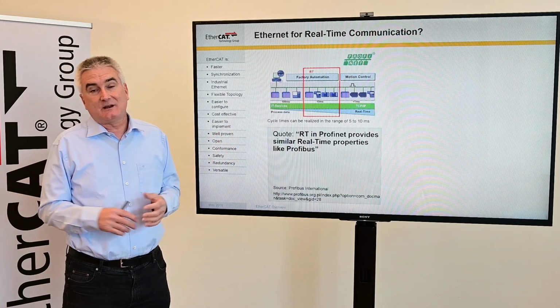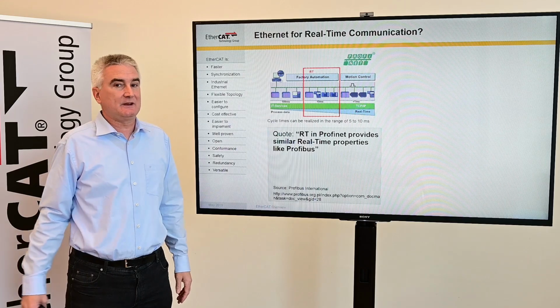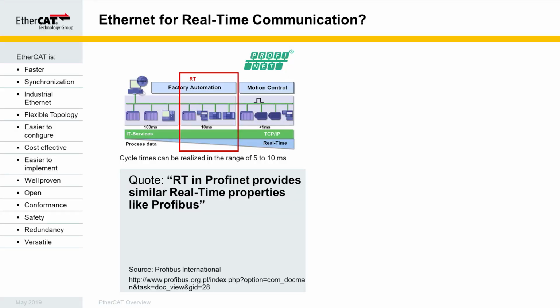Those three reasons that I mentioned are the reasons why most industrial Ethernet technologies are not really faster than the previous generation fieldbus, which they are supposed to replace. Here you see a picture I found on the Profinet website, and it says RT, and RT stands for real-time. RT in Profinet provides similar real-time properties like Profibus. Now when marketing says similar, it means not quite as fast.